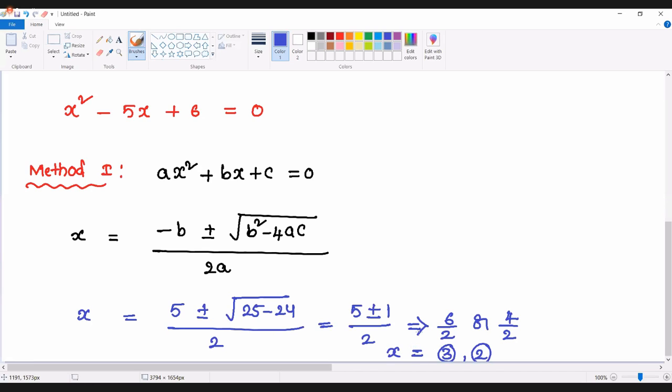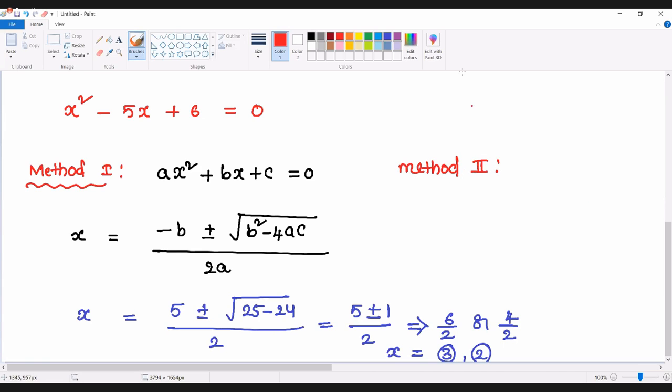There are two possible values of x because the highest power of x is 2, so you are going to have two solutions. Those two solutions are x is equal to 2 and x is equal to 3. So if you observe, what is method 2 of solving?